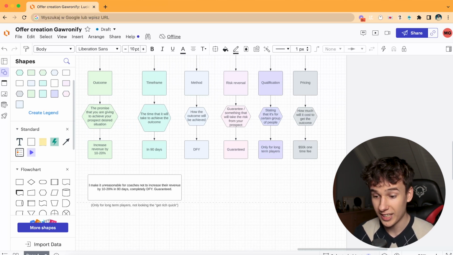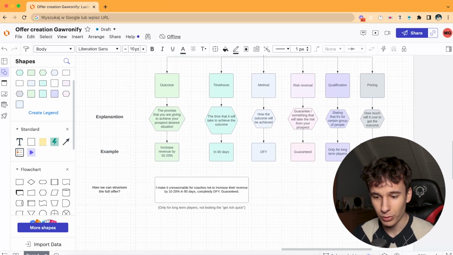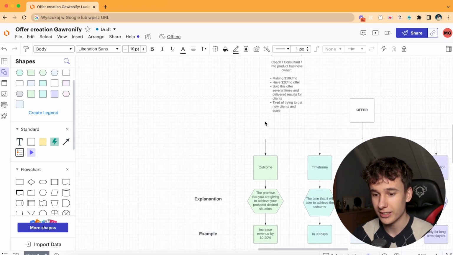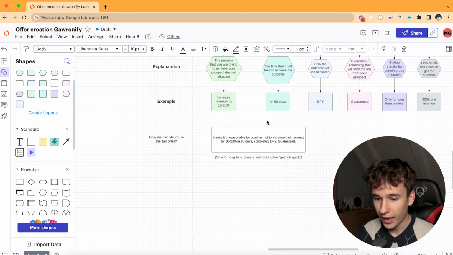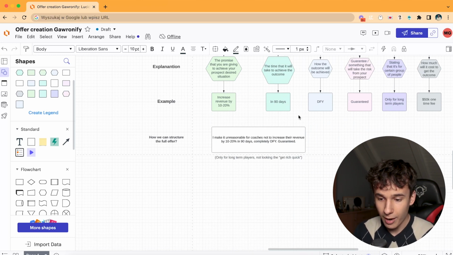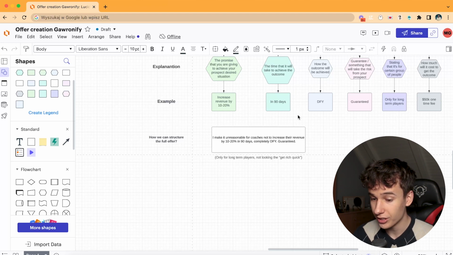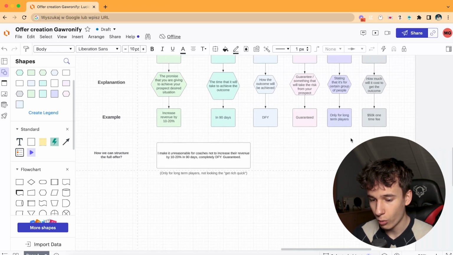It could be 15k as a one-time fee, it could be a 2000 retainer, and in most scenarios we aren't including the price in the long message in which we share our offer. So how can we structure the full offer? It could be something like: I make it unreasonable for coaches not to increase the revenue by 10 to 20% in 90 days, completely done for you and guaranteed, only for long-term players not looking to get rich quick. So that's an example offer that we can use.